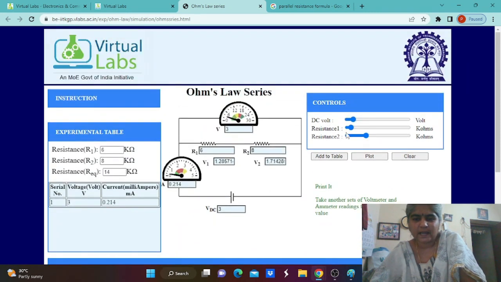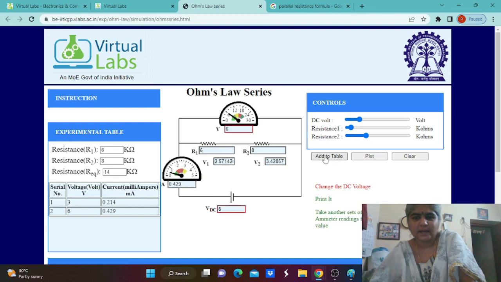Now we again maintain the same resistance values, R1 equal to 6 kilo ohm and R2 equal to 8 kilo ohm. Let us change the DC voltage. Instead of 4 volt, here I increase the voltage to 6. Again add to table. Now the value will be changed in the experimental table. The voltage is equal to 6. According to that, we can find the current value in milliamps. 0.429 is the exact answer. So the voltage is increased, and at the same time current also increased.